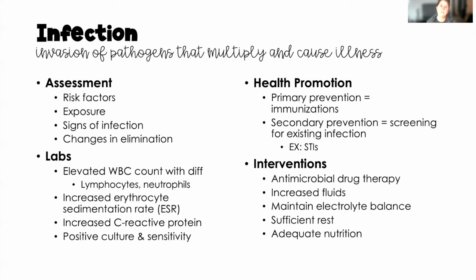So how do we assess for infection? We're always going to take a good client history and look at those risk factors. We're going to look at recent exposures to people that have contagious or communicable diseases. We're going to look for those classic signs of infection. Now, those are easy when it is an exterior infection, so maybe it's a leg or an arm or a body infection. It's a little harder when that inflammation is attached to an organ, like cholecystitis, the gallbladder, or appendicitis, the appendix. So then we have to look for other signs and symptoms of infection.